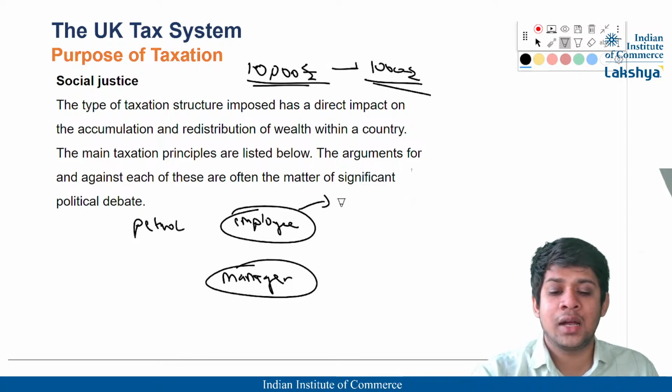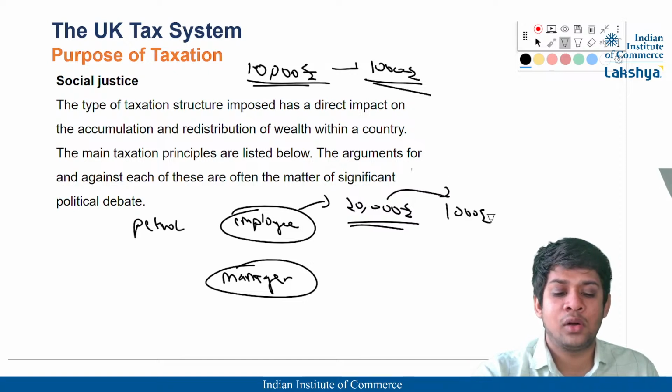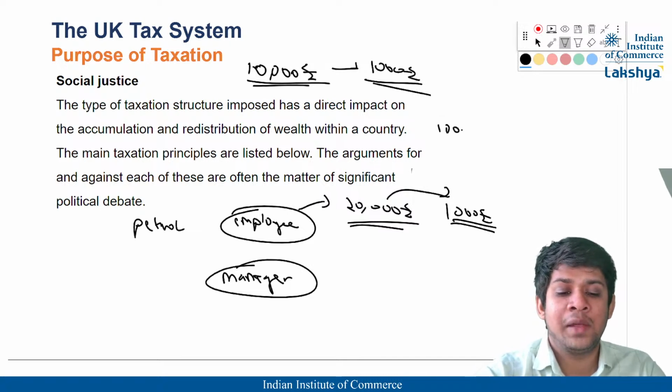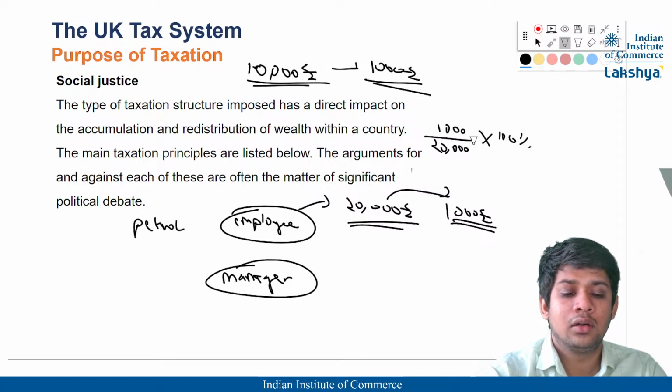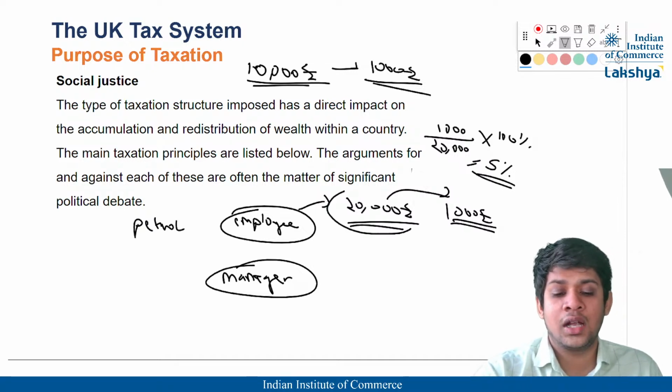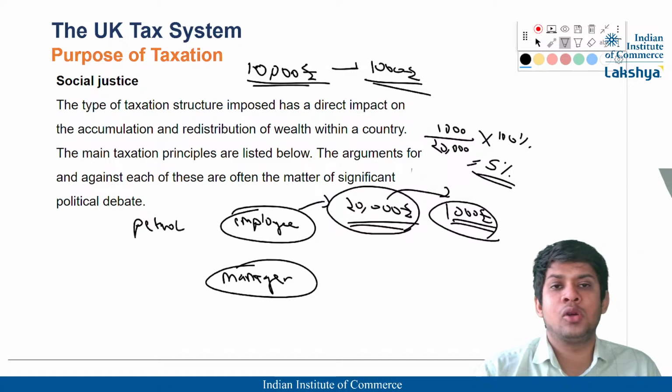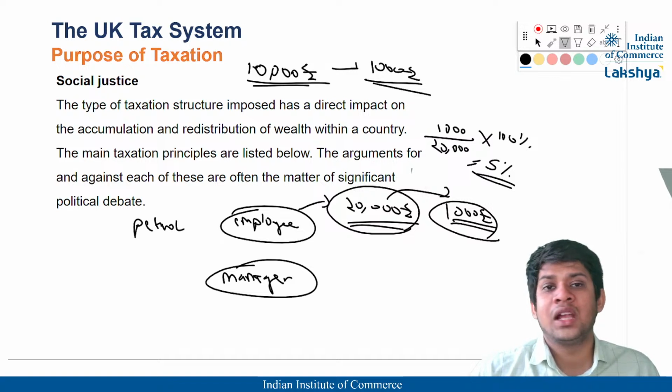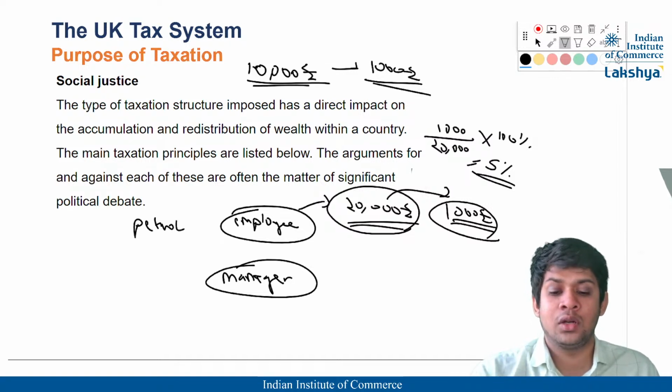Maybe say the employee's income annually is only 20,000 pounds, right? So the employee, from his 20,000 pounds, is paying 1,000 pounds as tax on the private fuel that he has purchased. That means technically the employee is paying 1,000 divided by 20,000 into 100, that is 5%. That means 5% of his income is actually taxed under the private fuel, right?